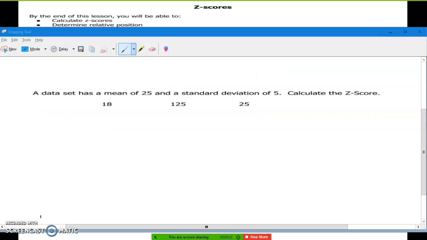Here's one that I want you to try on your own. A data set has a mean of 25 and a standard deviation of 5. You're going to calculate 3 z-scores here. A z-score for a data point of 18, one for 125, and one for 25. Pause the video, give it a try, and then come back and see how you did.